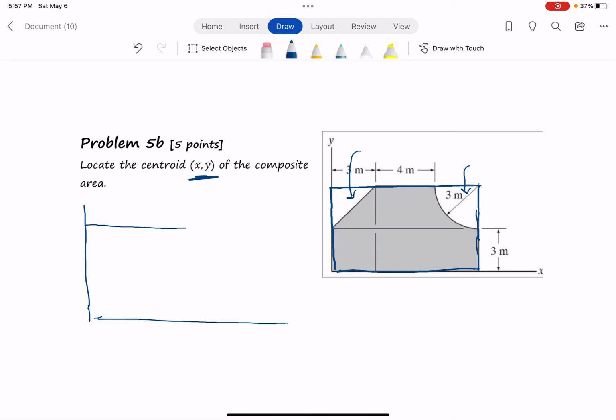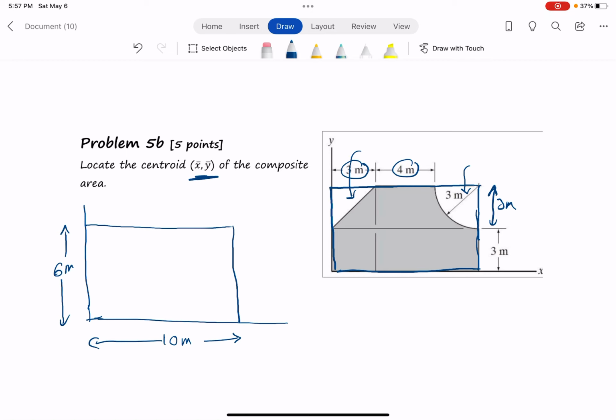It's good to draw a free body diagram. And let's put the first rectangular. So this is 4. You can see the distance from here, 3, 7, 10. So this is 10 meter. And this is 3, and this is also 3, because this is the radius. 3 and 3, and that's 6 meters. So the area of this rectangular is 10 by 6.